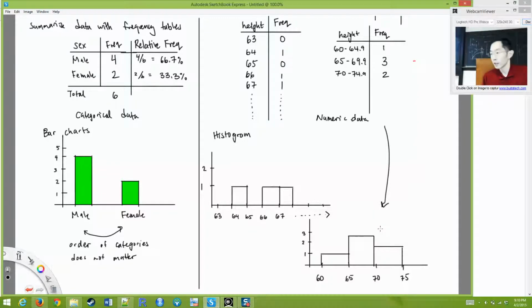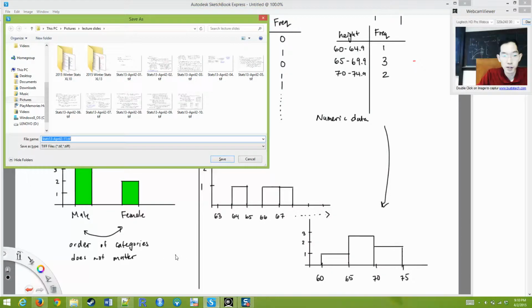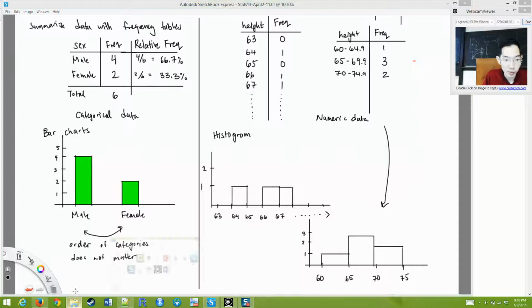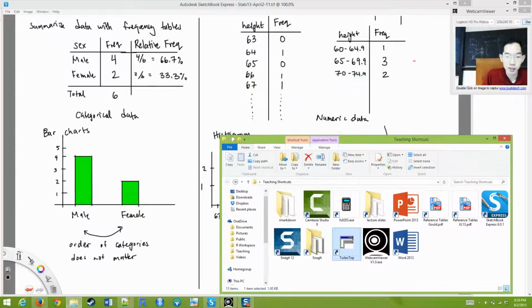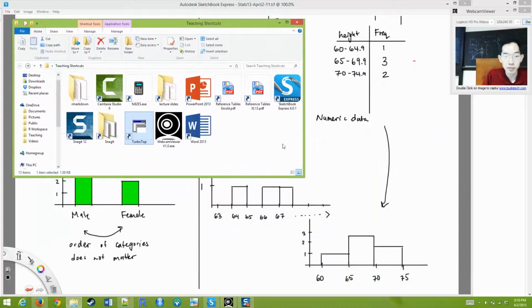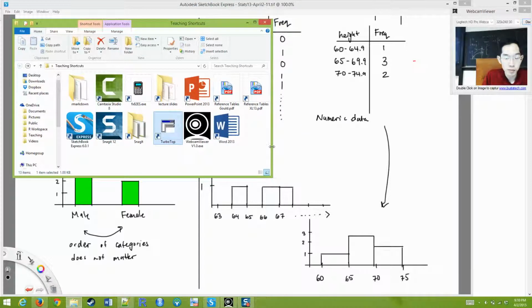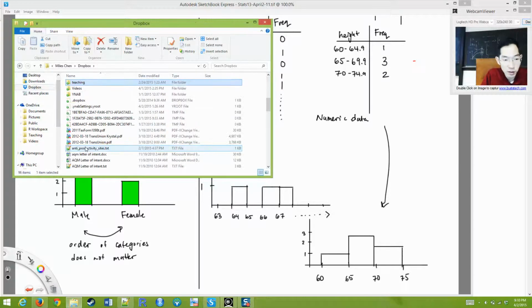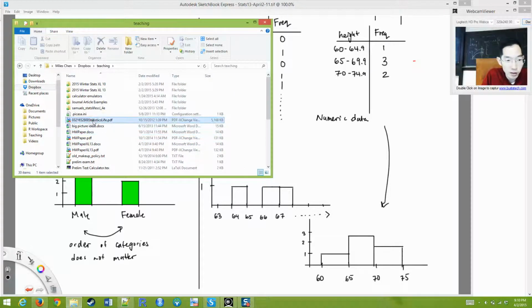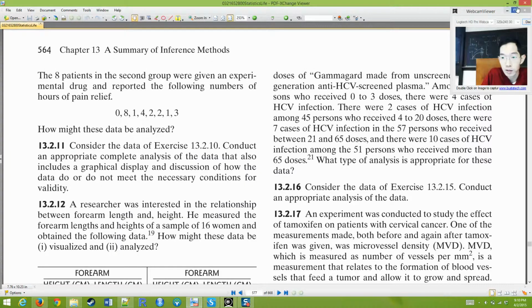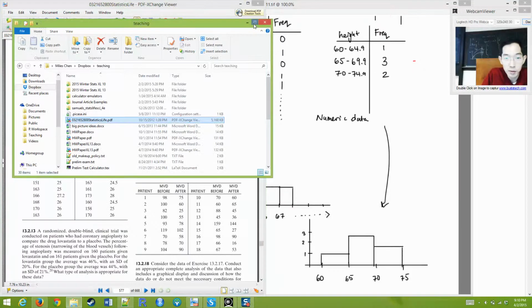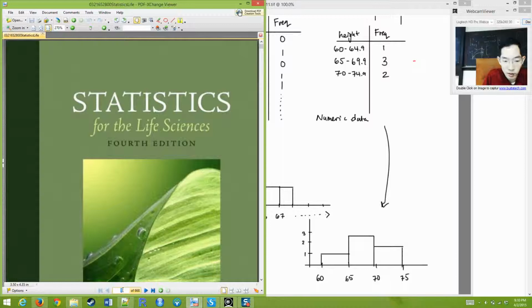Okay, let me save that quickly. Let me just pull up, sorry, where did it go? This doesn't have what I want. Rats. Here it is. Excuse me. Let's say 60.